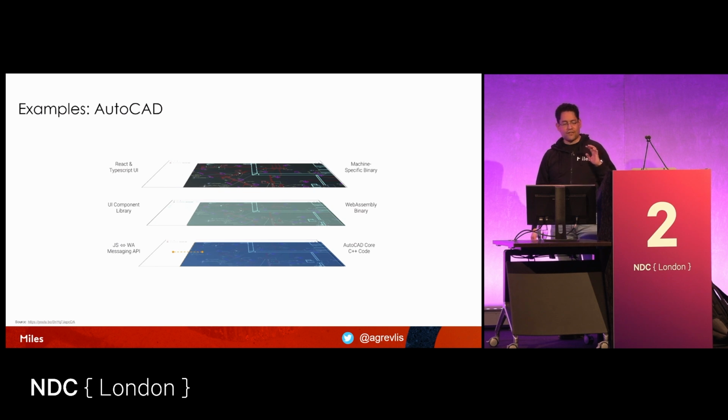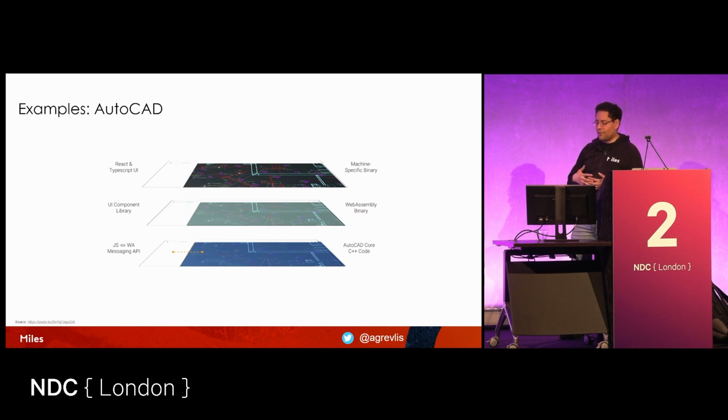So the way that AutoCAD solved this using WebAssembly was that they were using a layer here with WebAssembly that could call down to the core C++ functionality on AutoCAD. And then you can use any type of modern UI component library like React or Angular or something.